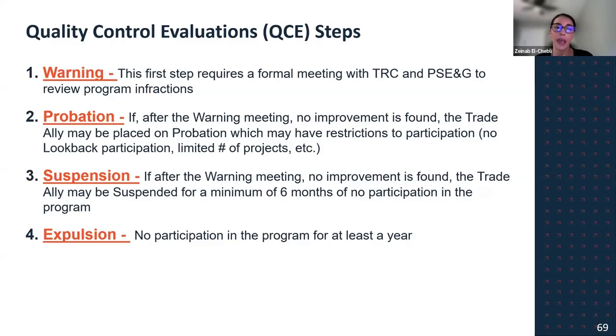Again, we don't ever want to get to these steps, but it is an escalation of the warning not being taken seriously. After probation, we escalate to suspensions, if the warning meeting and the probation have not found any improvements. You can be suspended for a minimum of 6 months of no participation in the program or any program. TRC implements prescriptive, custom, and direct install. If you are suspended from, say, the prescriptive program, you will also be suspended from any other program that TRC implements, as well as any PSE&G implemented program.